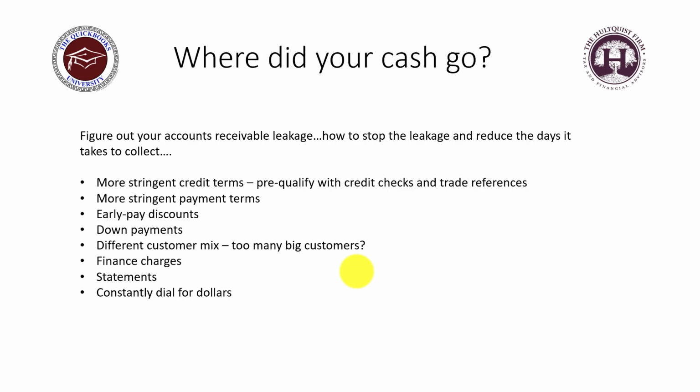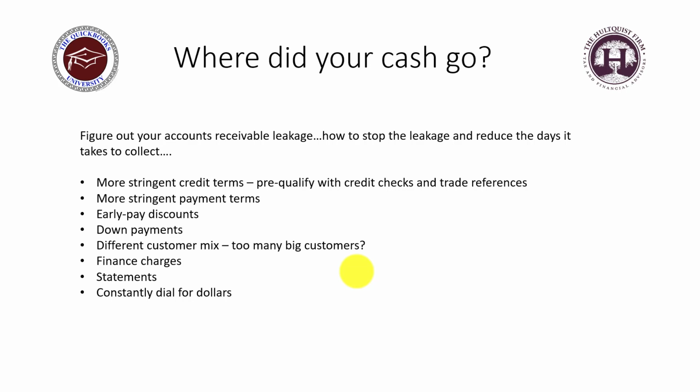You can do early pay discounts. Okay, that's like the 2/10 net 30. That means that if they pay within 10 days, they get a 2% discount. Sometimes it works, sometimes it doesn't. You can have down payments. Okay, so maybe a customer has to put a down payment down, half down if they're a new customer, until they establish credit with you.